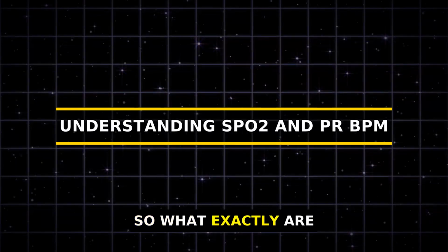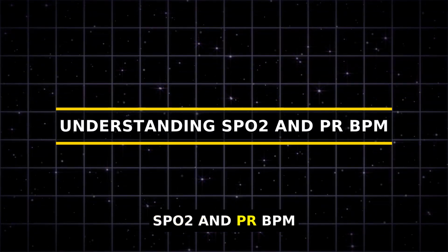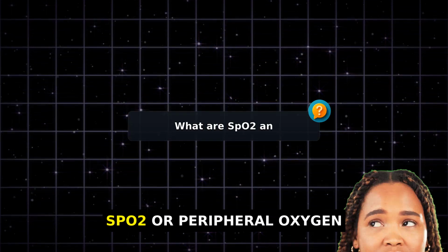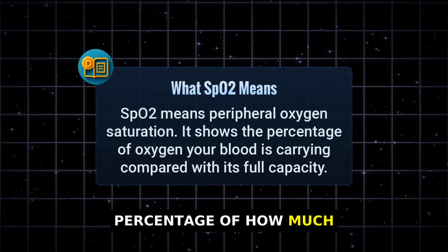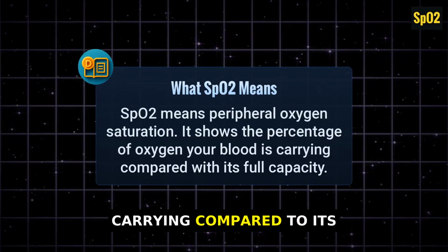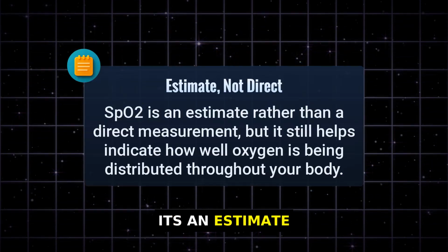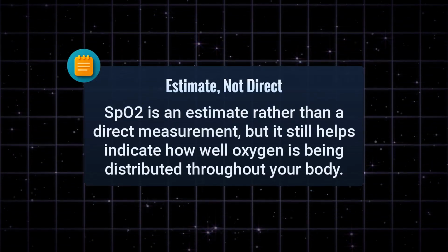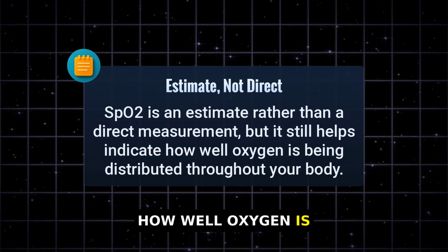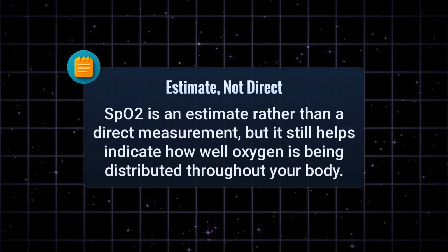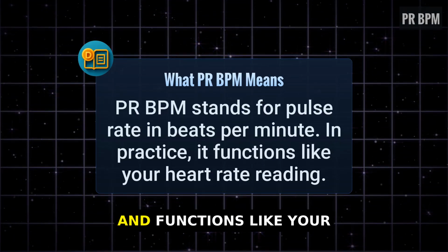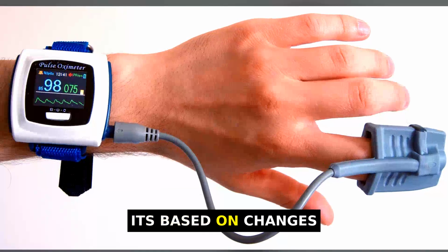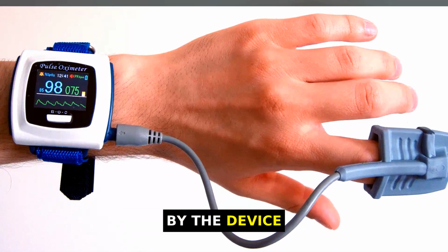So what exactly are SpO2 and PR BPM? SpO2, or peripheral oxygen saturation, gives you a percentage of how much oxygen your blood is carrying compared to its full capacity. It's an estimate, not a direct measurement, but it helps indicate how well oxygen is being distributed throughout your body. PR BPM stands for pulse rate in beats per minute and functions like your heart rate. It's based on changes in blood flow detected by the device.